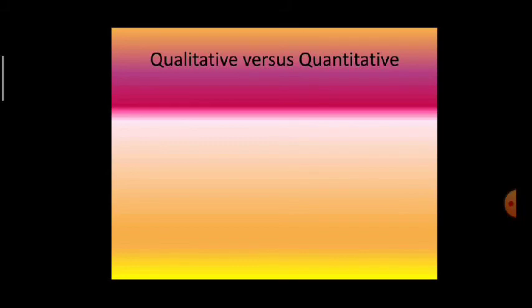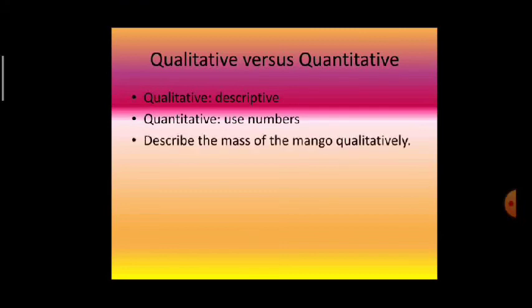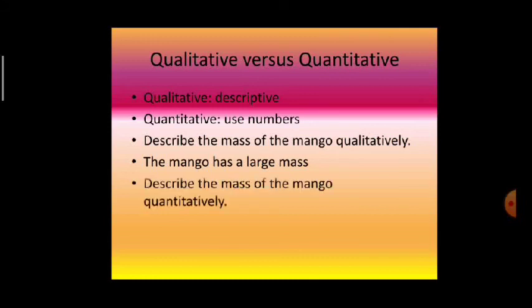Qualitative versus quantitative. These two terms you must have heard earlier also. Let us understand them better. Qualitative means descriptive and quantitative means it will have some numbers. For example, describe the mass of the mango qualitatively. Then how will you describe? The mango has a large mass. Describe the mass of the mango quantitatively. The mass of the mango is 150 gram.